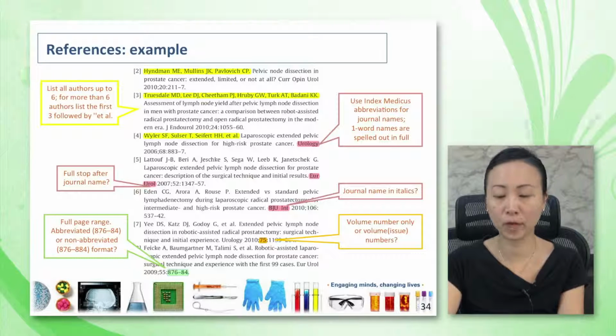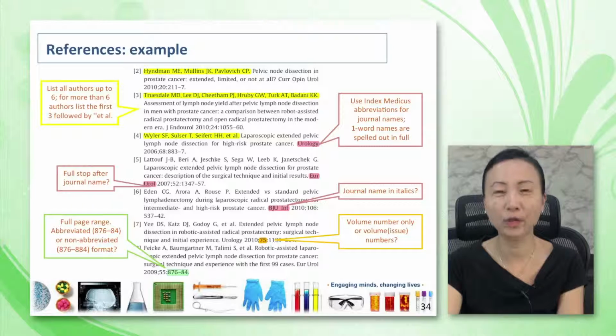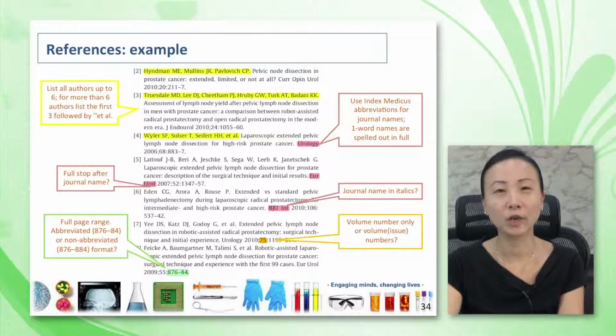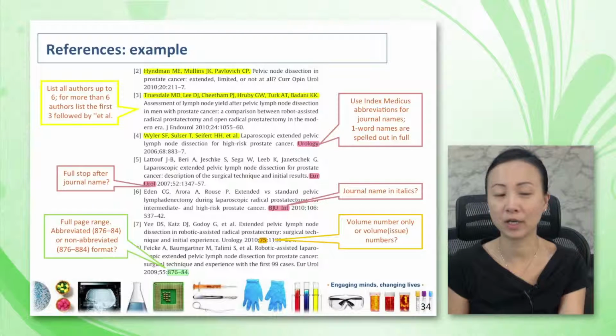Next, look at the volume number that I've highlighted in orange. Does the journal list the volume number only, or does it list the volume number followed by the issue number in brackets? Look at the page numbers that I've highlighted in green. Many journals will require you to provide the page range rather than just the first page of the reference. Note whether the journal requires the page range to be abbreviated, like in this example, or non-abbreviated, like in the example that I've shown in the green box on the screen.